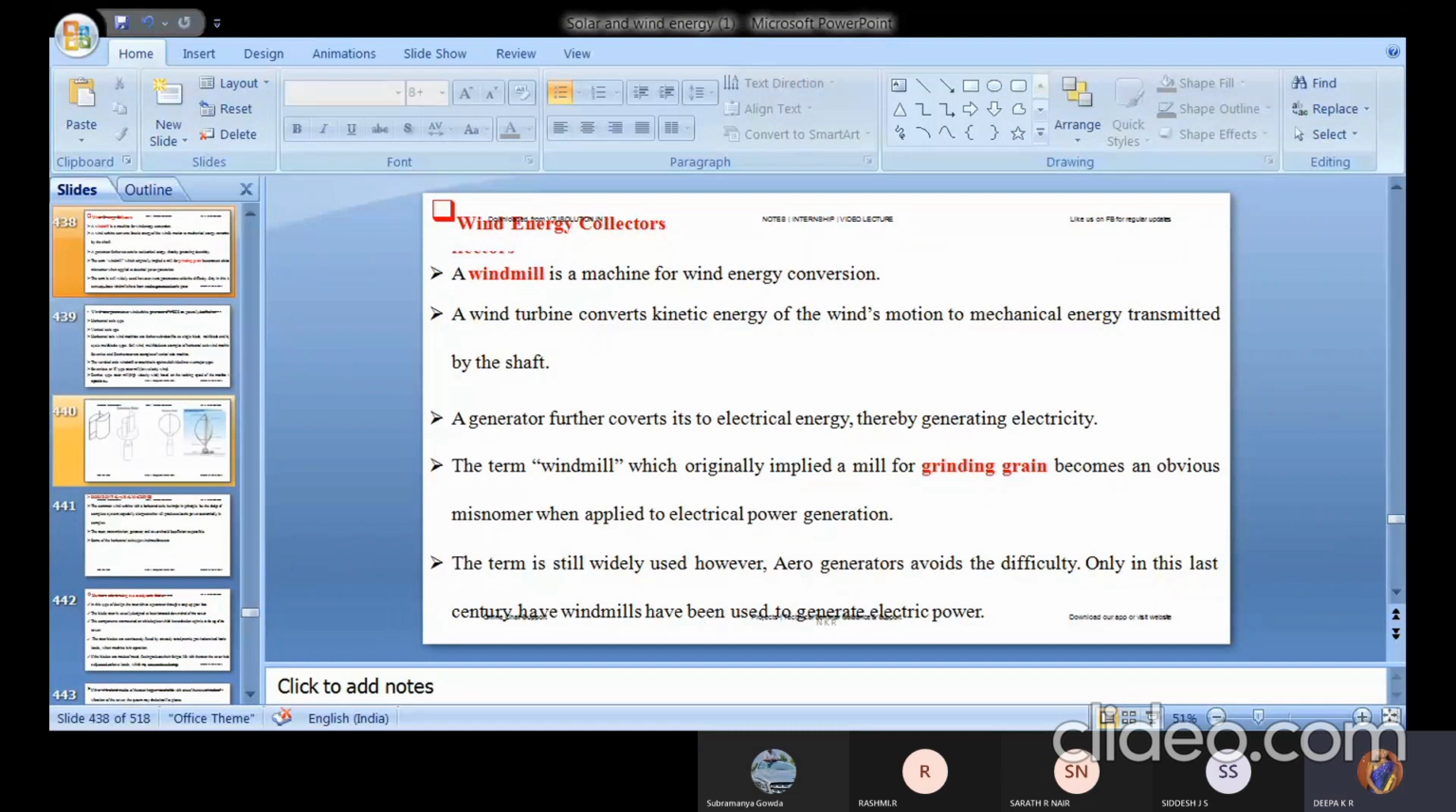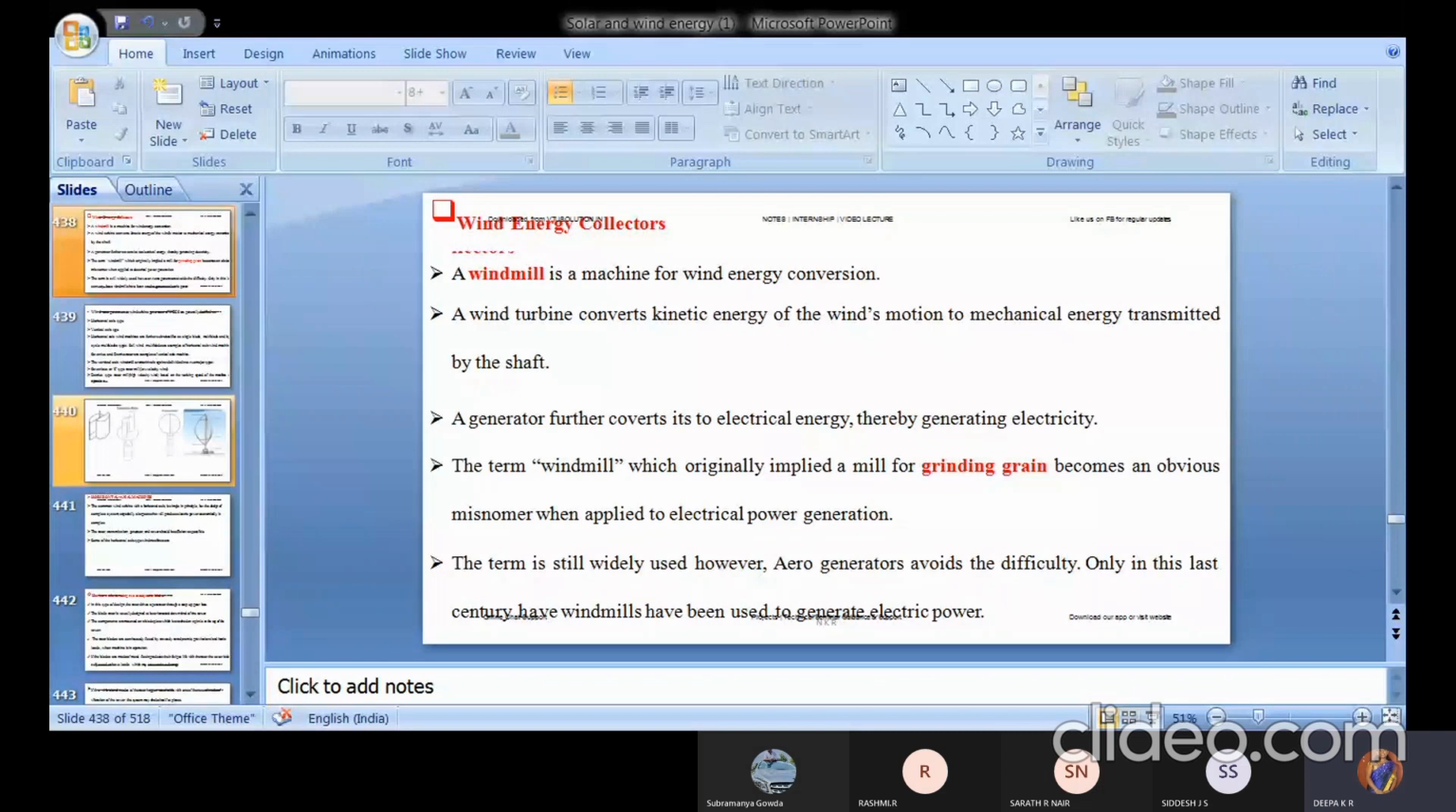A windmill is a machine for wind energy conversion. From olden days, we have been calling wind energy generation mills windmills. This is a shortcut. So a windmill is a machine for wind energy conversion, meaning wind energy to mechanical energy, then mechanical energy to electrical energy. The air mass available plays a very important role in the conversion.